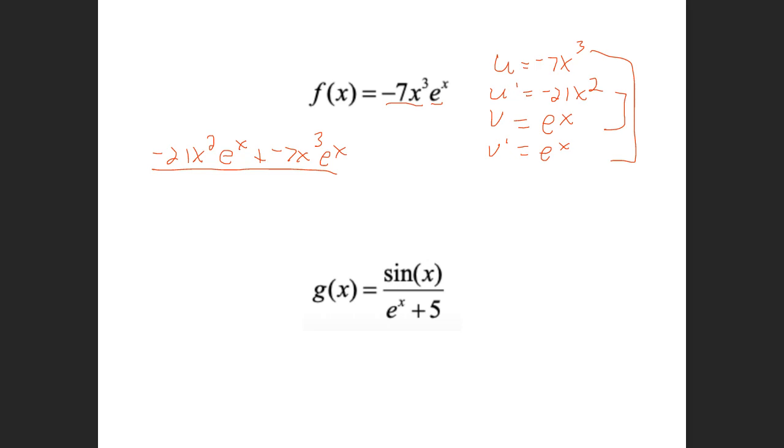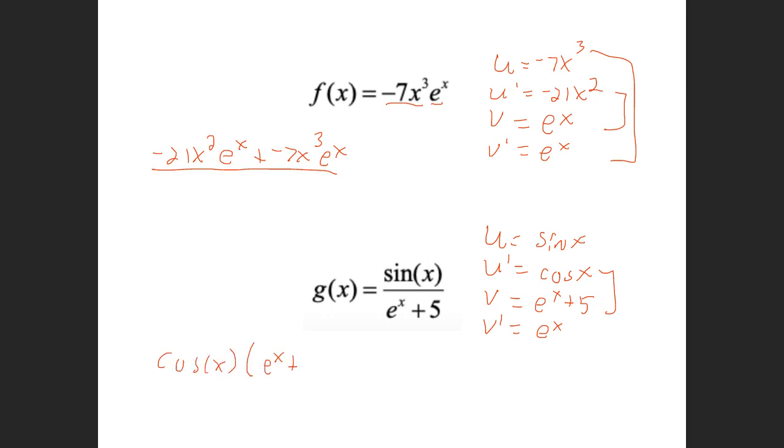Now the second one, same thing. I'm just going to use the quotient rule now. So u, I'm going to say, is sine of x. U prime is equal to cosine of x. V is equal to e to the x plus 5. V prime is equal to e to the x. Inside, so I'm going to go cosine of x times e to the x plus 5 minus outside, so I've got sine of x times e to the x, all over bottom squared. So that's e to the x plus 5 quantity squared.